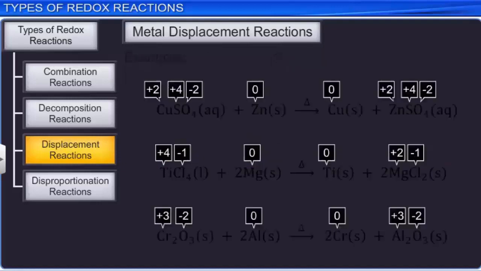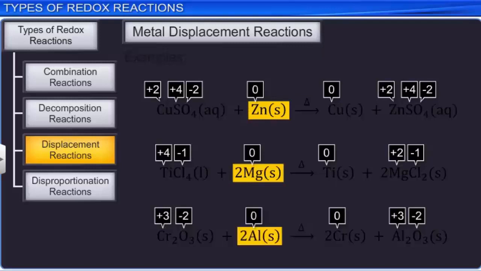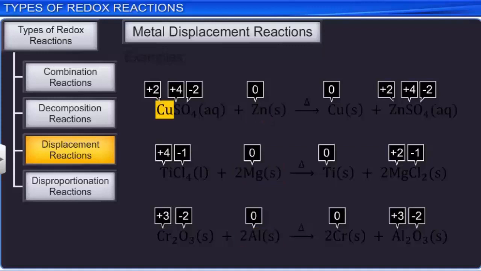In each of the metal displacement reactions, a metal displaces another metal, and the reducing metals like zinc, magnesium and aluminium are better reducing agents than copper, titanium and chromium. That is, the metal being reduced.